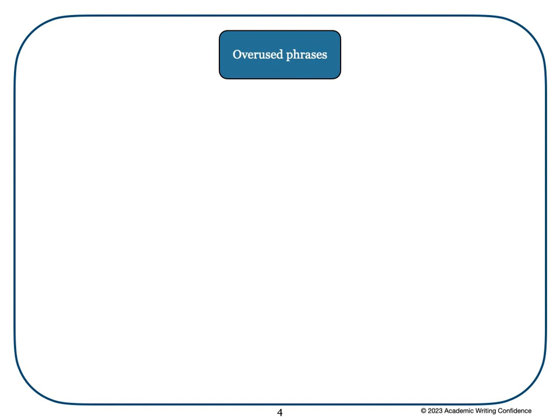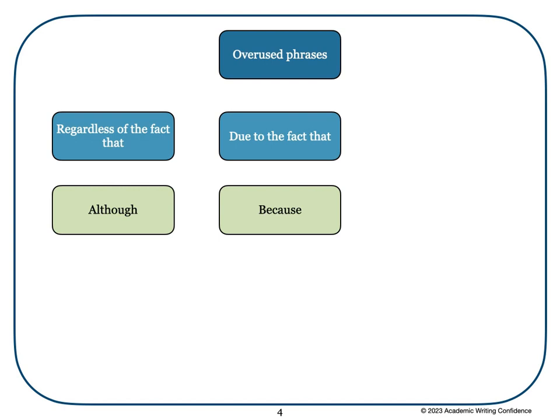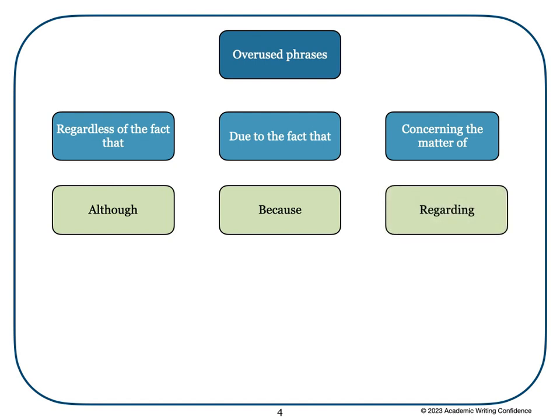What do we mean by overused phrases? Well, here are a few examples. Regardless of the fact that, we could write the word although, which means the same thing. Due to the fact that could be written with the one word because. Concerning the matter of could be written regarding.